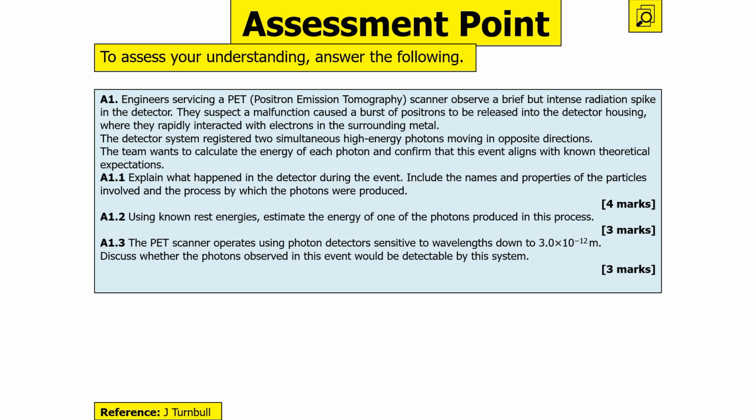Using known rest energies, estimate the energy of one of the photons produced in this process. And then the PET scanner operates using photon detectors sensitive to wavelengths down to 3 × 10^-12 meters. Discuss whether the photons observed in this effect will be detectable by the system. So pause the video now, then unpause the video when you want to go through your answer.